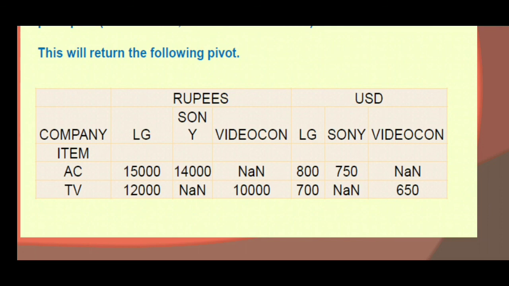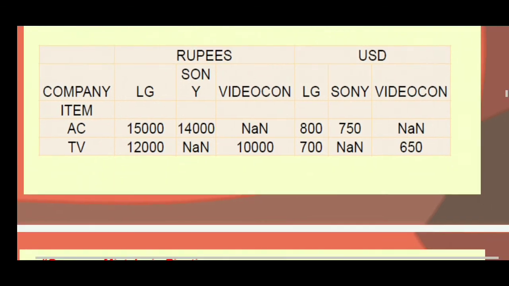For AC, we have two values: one is for LG, one is for Sony. For Videocon, we don't have a value. That's why it has written NaN. Then in case of US dollar, it has values for LG and Sony, and for Videocon it is NaN. In case of TV, it has values for LG and Videocon. In case of US dollar also, it has values for LG and Videocon.